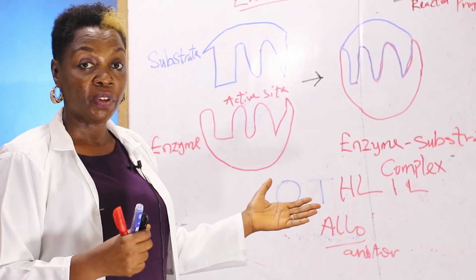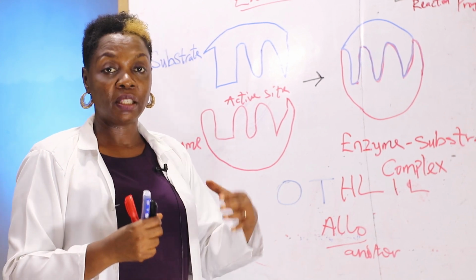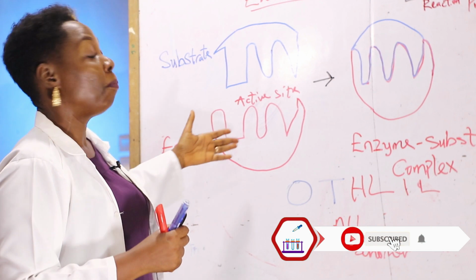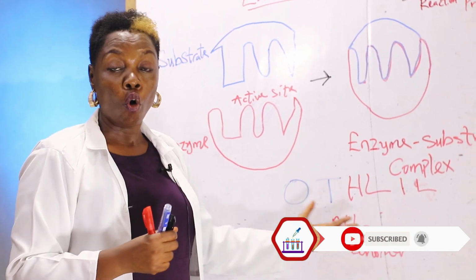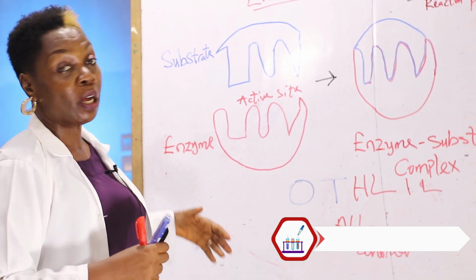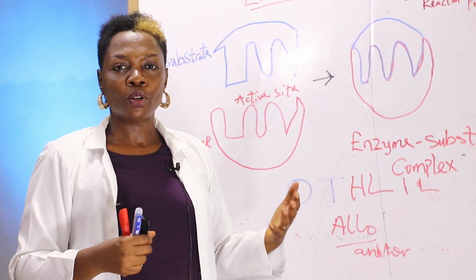While in covalent modification, there is a covalent bond that is being formed. So when this happens, you can either have a positive modulation or a negative modulation where the enzyme becomes inactive. So that's all for now.